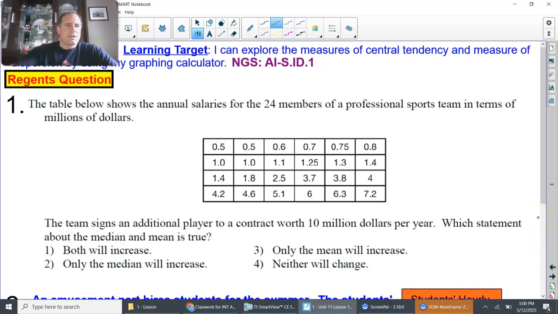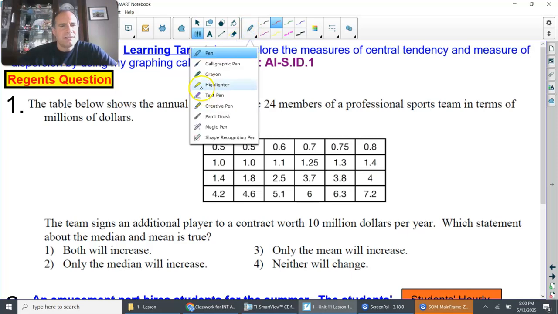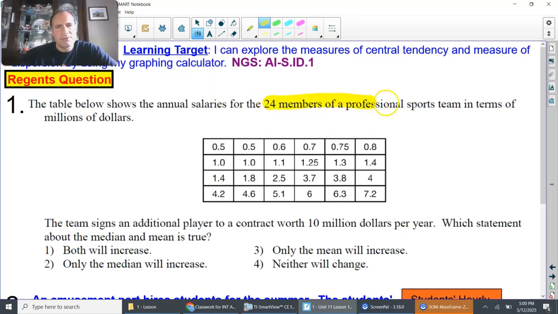So here's some Regents questions. The table below shows the annual salaries for 24 members in a professional sports team. Just realize that there's 24, and when you're putting these numbers in, you'll have the 25th number next, but there won't be anything else after that. So if you miss a number and it's waiting for the 24th number, you automatically know that you did miss a number. And if you miss a number, everything is going to be wrong.